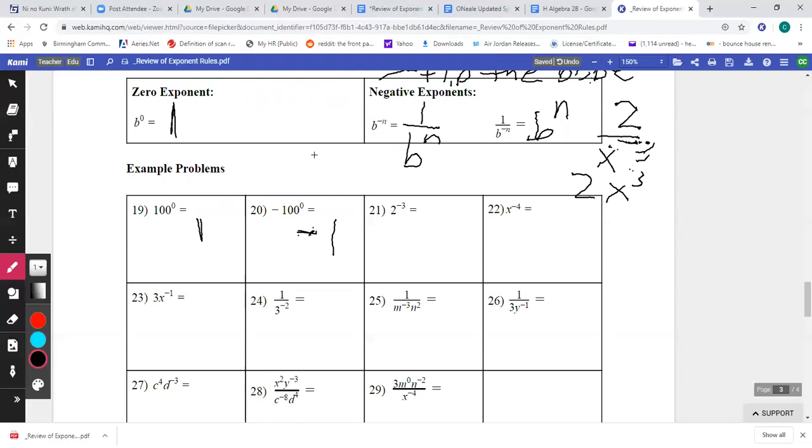So let's work with negative exponents. Number 21, 2 to the negative 3. You see the negative exponent means you flip it. You bring it to the bottom. You put a 1 on top because you can't just put it to the bottom with nothing on top. There has to be a 1 there. And so this is 1 over 2 to the third. And so this is 1 over 8 because 2 to the third is 8. X to the negative 4 is just going to be 1 over x to the 4.